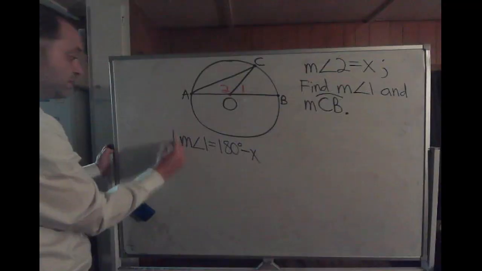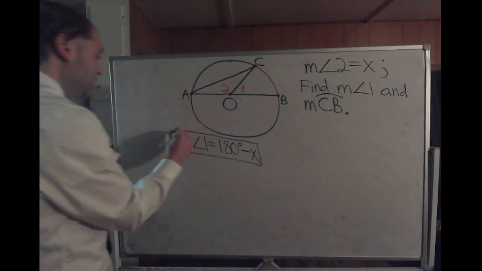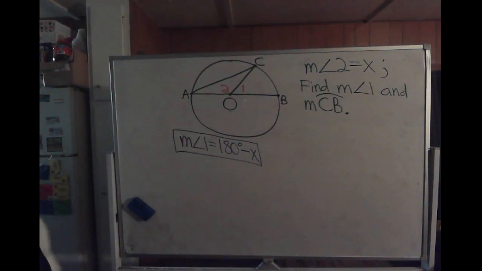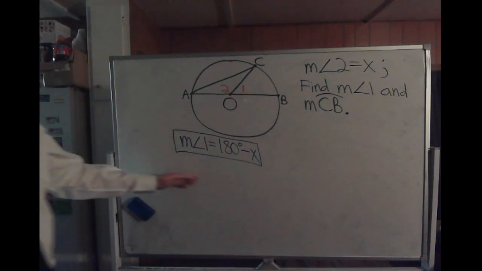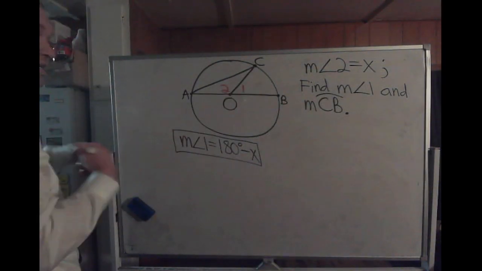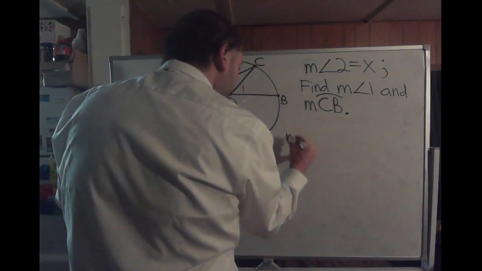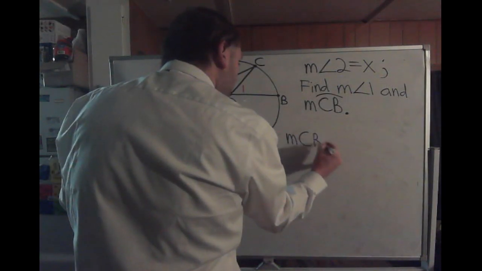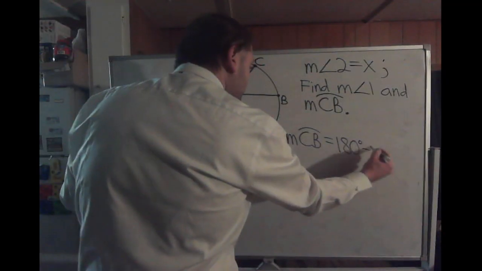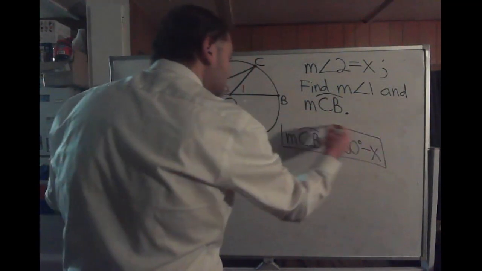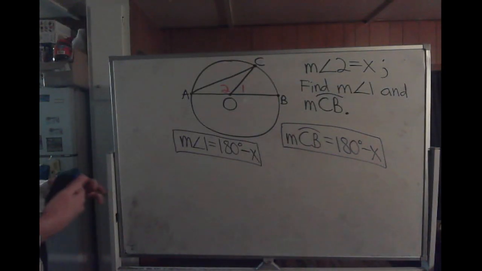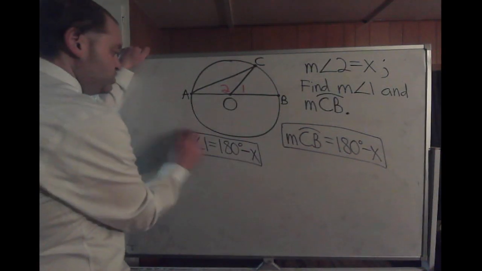And in fact, that's as far as we can go, the measure of angle 1 is equal to 180 degrees minus x. Since your central angle has a measure of 180 minus x, that means the measure of the minor arc it touches also has that measure. So the measure of minor arc CB would also have a measure of 180 degrees minus x. So this exercise was to get you to start thinking algebraically at the same time while thinking geometrically.